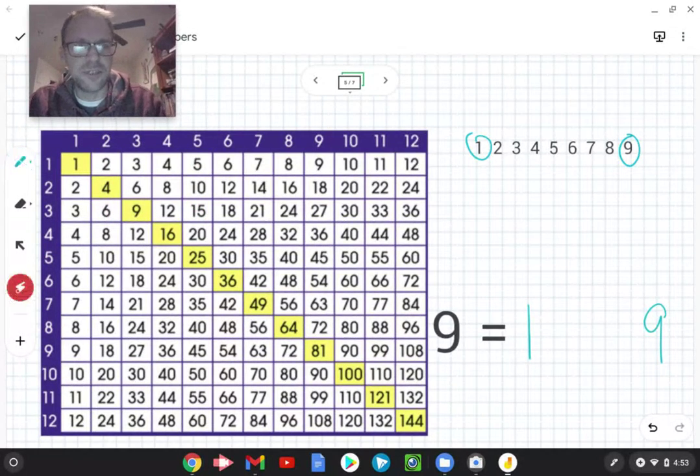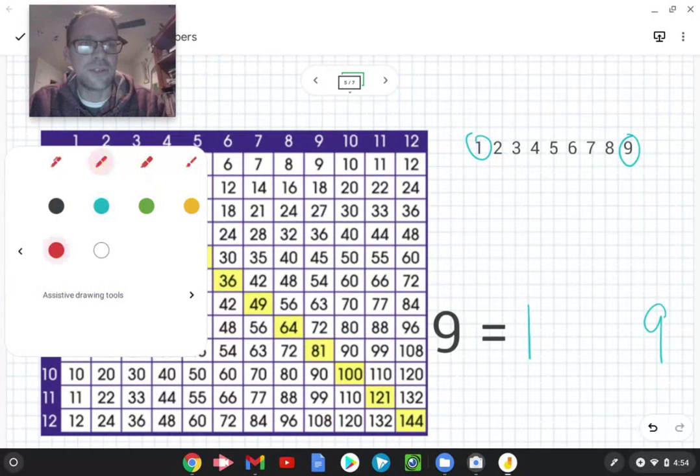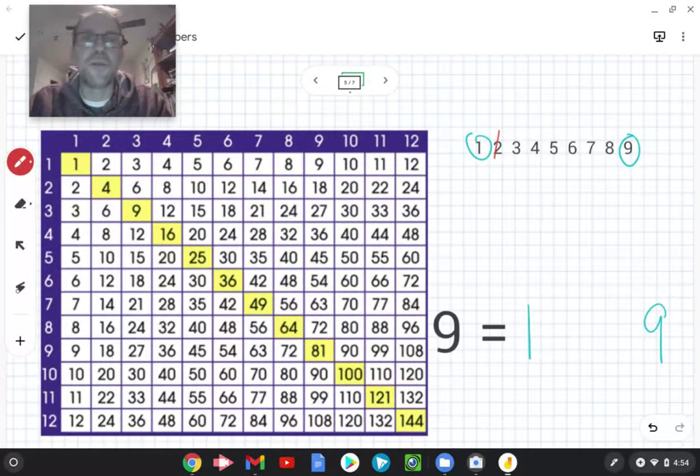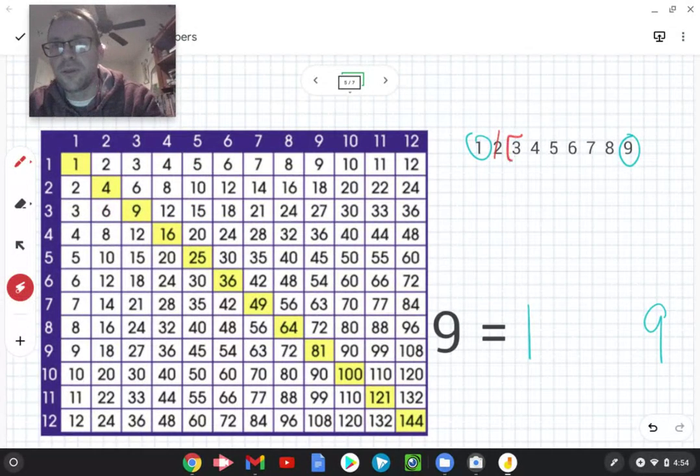Let's go to the next number, 2. 2 times what gets us to 9? Well, nothing. 9's an odd number, so 2 times nothing gets us 9. We can check here. You're never going to see 9. It would be right there between 8 and 10. It's not. So we can cross out the 2. How about 3, the next number in our list?